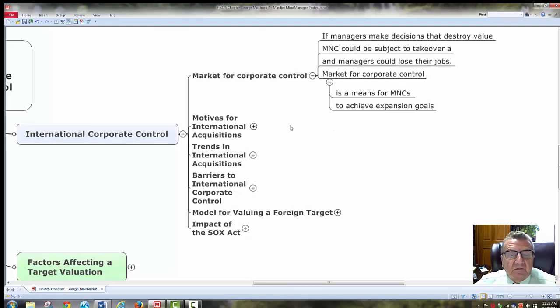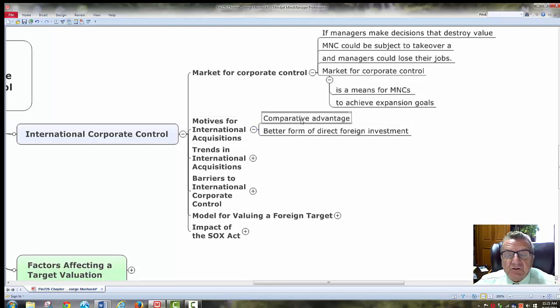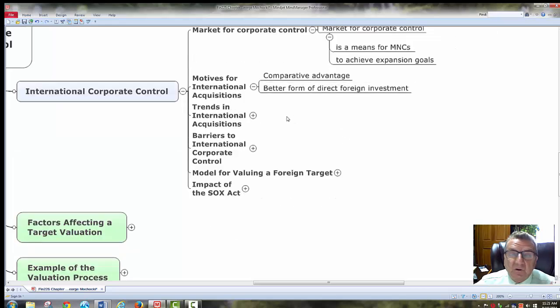Okay, motives for international acquisitions, comparative advantage. Remember, two are better than one. Better form for direct investment. Okay, so we've talked about that in other chapters, but in a quick nutshell, if I have any kind of acquisitions, there's a benefit to add value to the parent MMC. It could be a distribution plan, it could be logistics, it could be transportation, it could be manufacturing, it could just be a market that I want to get into.